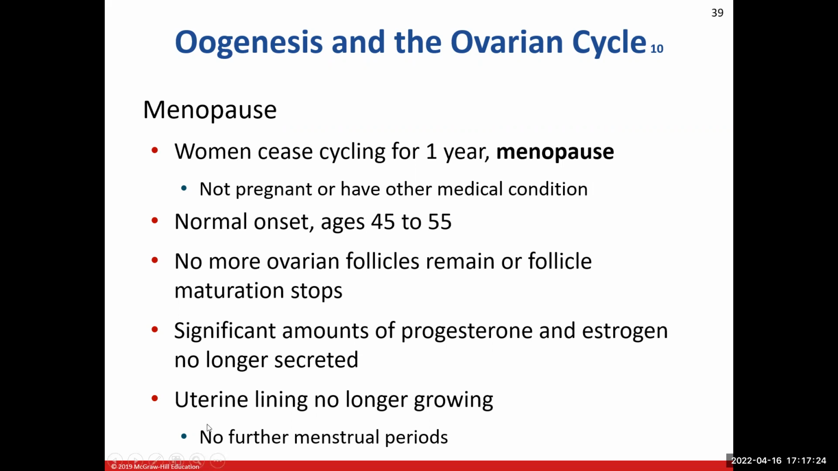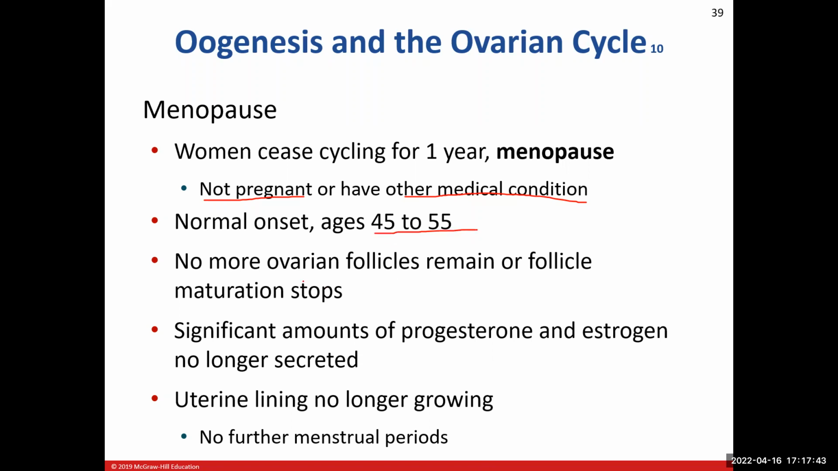And again, there's a couple of things to mention. Obviously, they can't be pregnant during that time, or have another medical condition that causes menopause. Maybe they're on some medications that have caused that. So usually this happens between the 4th and 5th decade of life, 45 to 55.